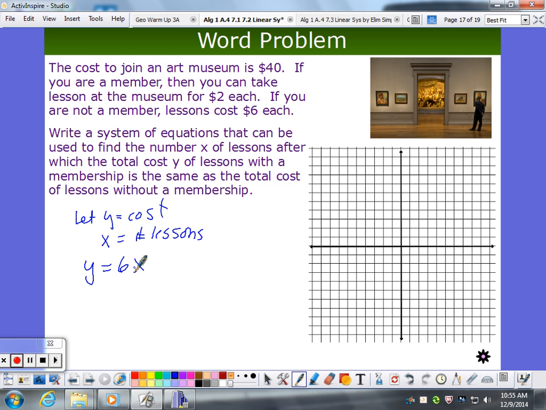$6, right? Now what if you do join? What does it cost if you do join? Well, what else do you have to do? It's going to be 2x plus 40. How many times do you pay that 40? One time, right?